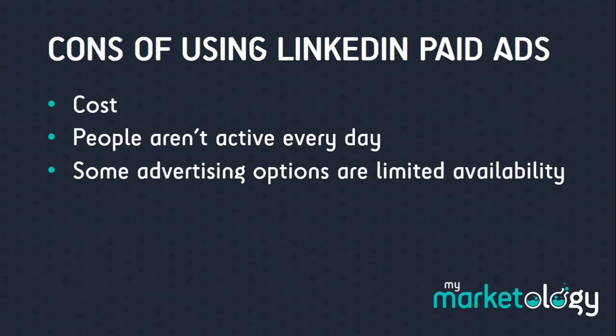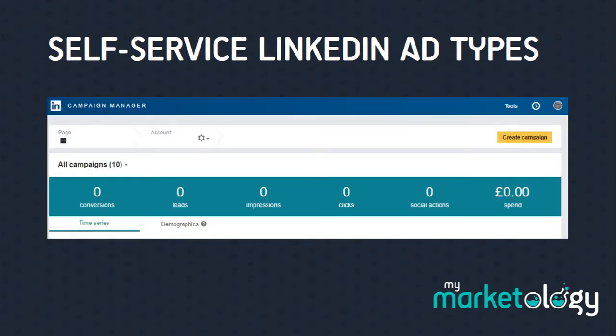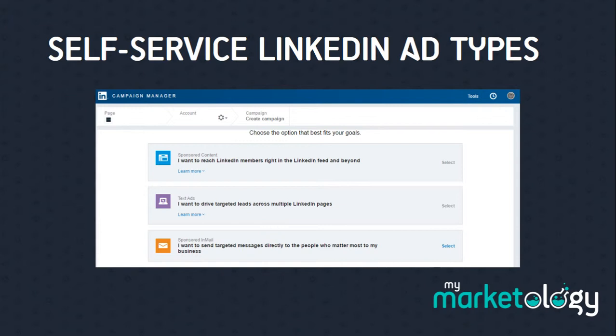So first of all, the self-service options. These are available on the Create Campaign drop-down on the LinkedIn Campaign Manager homepage. So if you go to your LinkedIn homepage itself, your profile page, click on Advertise in the top right-hand corner, and then Manage Ads, it takes you through to the Campaign Manager. And you can see the Create Campaign drop-downs there. When you click on that, you're then given the options of the self-service advertising options. So you've got sponsored content, text ads and sponsored emails.